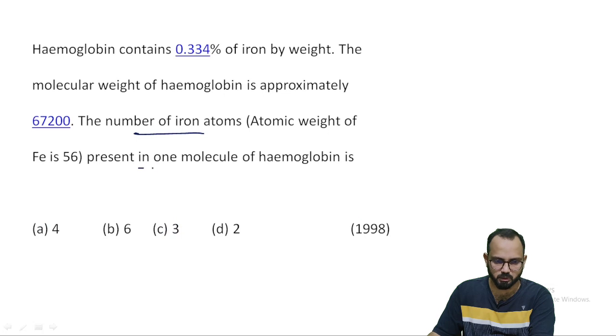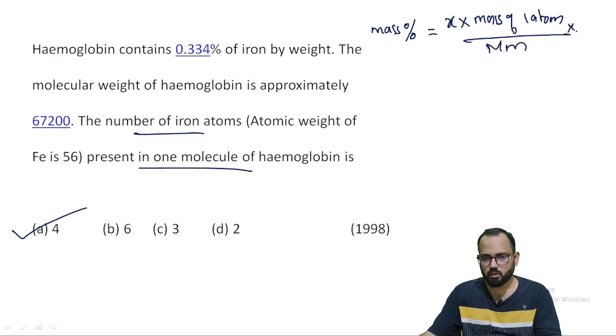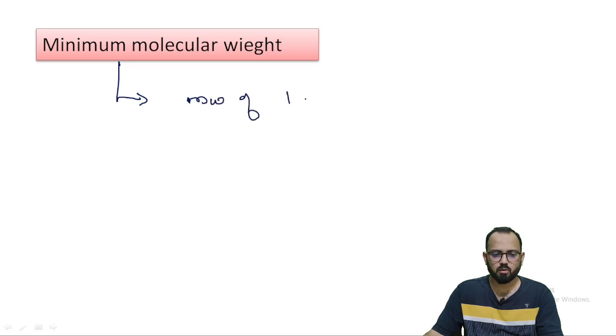So the number of iron atoms present in one molecule of hemoglobin I got as 4. Just remember the equation: mass percentage is equal to mass of atom. If we want to find the number of atoms, consider X into mass of one atom by molecular mass into 100. So you will get X as the number of atoms. Then sometimes they will ask a question on minimum molecular weight. If you want to find the minimum molecular weight, consider the minimum number of atoms.